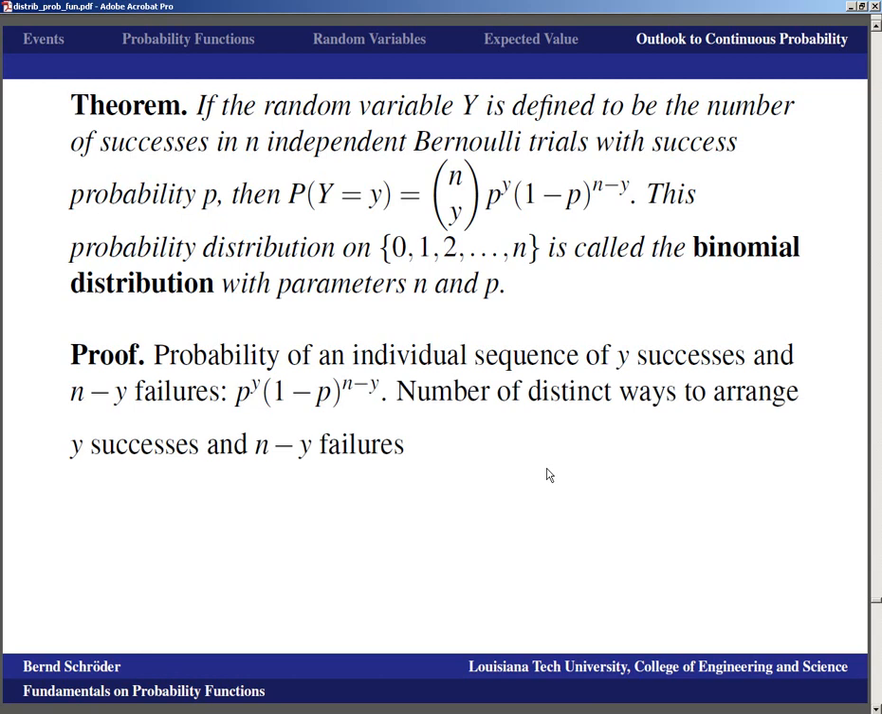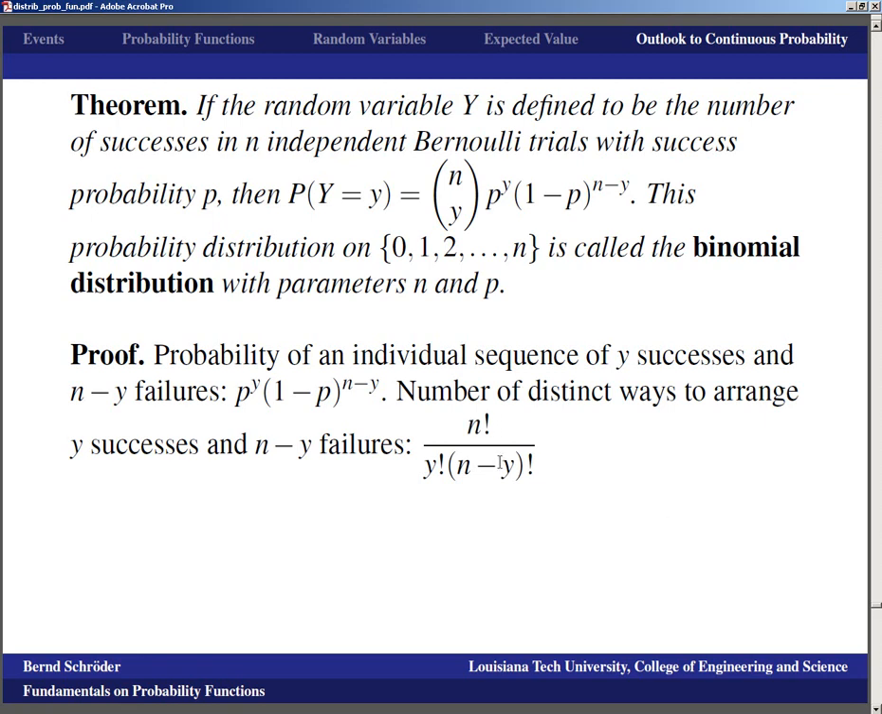Okay, so now how do we get the n choose k? We need to look at the number of distinct ways to arrange y successes and n minus y failures, because after all, we don't care how we get the y successes and the n minus y failures here, we just care about the aggregates. And so, for example, as we have also seen earlier on, there are four ways to get at least two tails in three coin flips, which are a typical Bernoulli experiment. And so, how do we work that out?